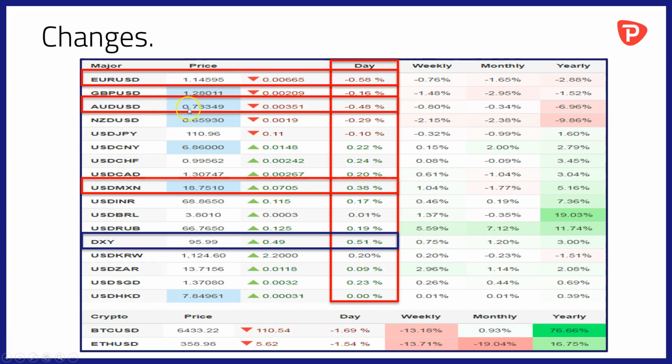The Australian dollar trading at 73.34.90, down around 0.48% against the US dollar. The Mexican peso gives back 0.38% against the US dollar, trading at 18.75.10 shortly before the video was recorded. And perhaps the most impressive move on the day, dollar index 95.99, up by 0.51%.